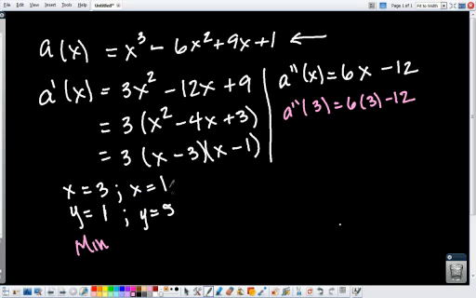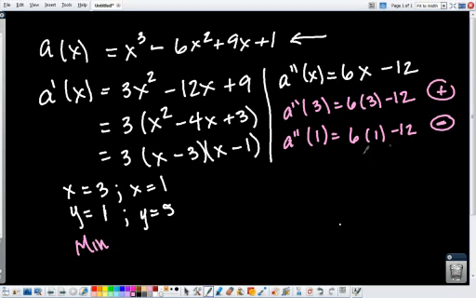And this is definitely a maximum, but we'll just double check and make sure. So a double prime of 1 equals 6 times 1 minus 12. It's negative. So this one has a negative sign, this one has a positive. Since this is negative, it means that this is a maximum.